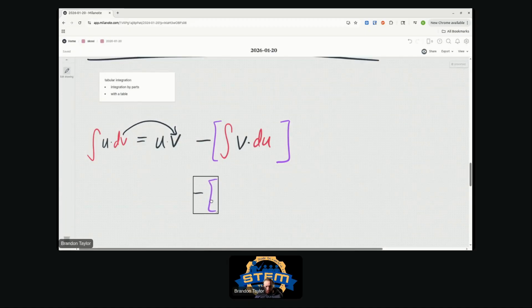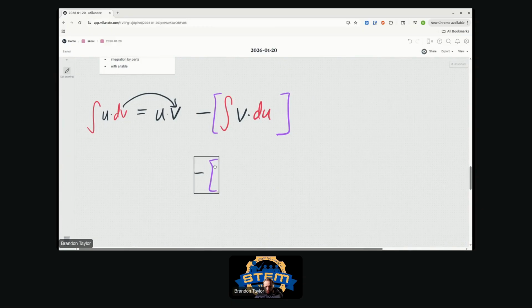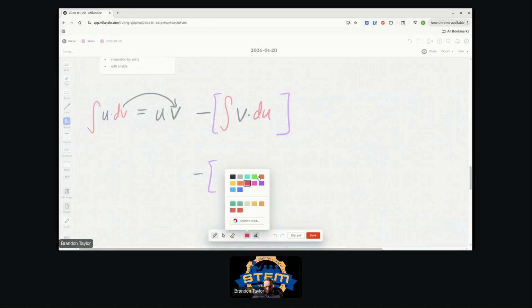So what do we do every time? First off, look at this. Think of dv as v dx, so as the v here, which is kind of a weird way of wording it. But then what would the v equal?